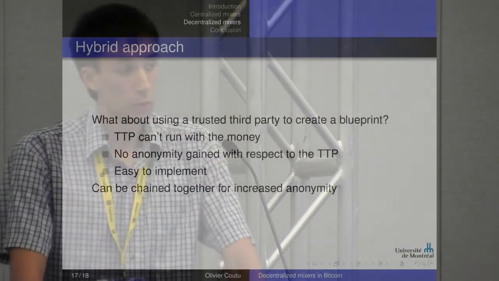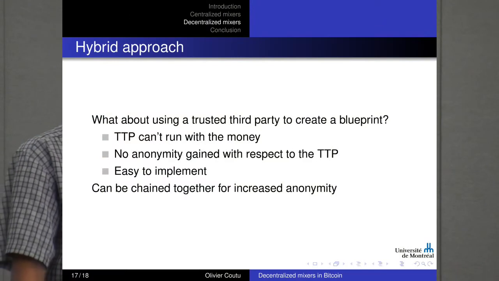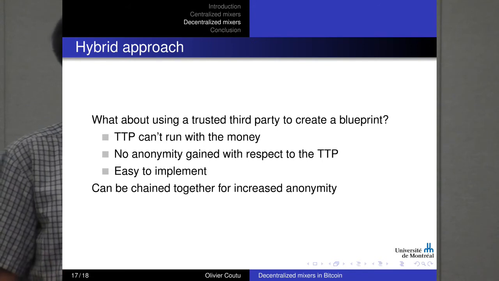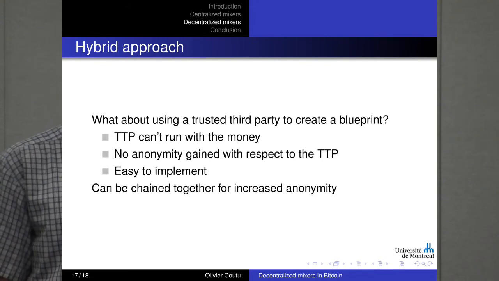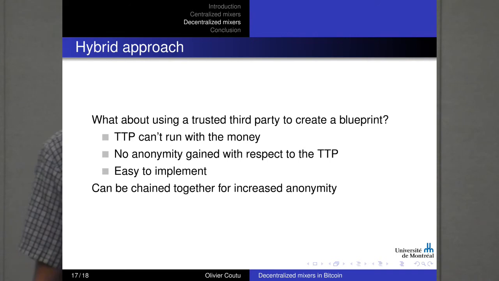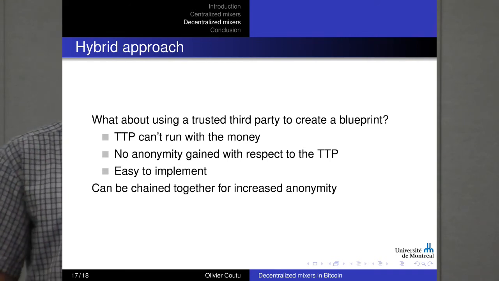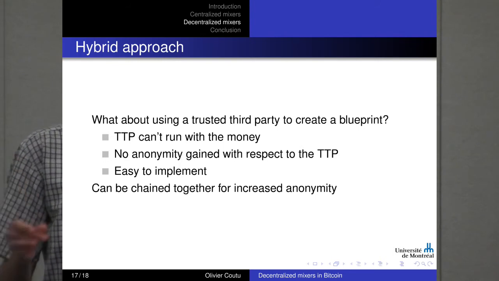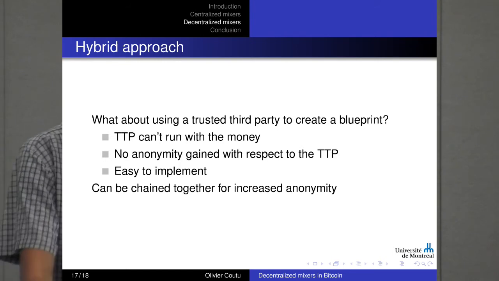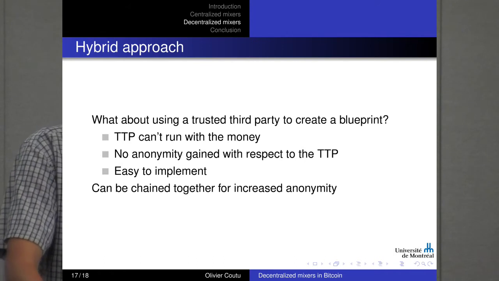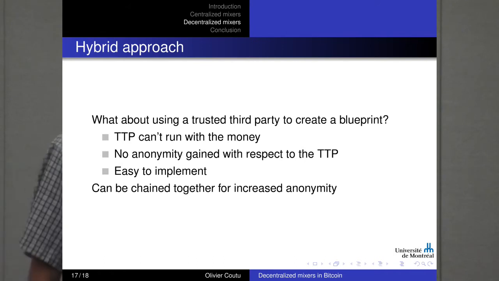And with those two in mind, there is a third approach that I call the hybrid approach, which is a mix of the typical centralized mixer and the blueprint approach, and it works in the following way. Imagine the centralized mixer we had at the beginning, but instead of giving your coins to the mixer, you ask the mixer to produce a secure permutation, as he actually did in any case, and then propose the transaction blueprint. If the transaction blueprint is acceptable, everybody signs it, and it's sent to the network.